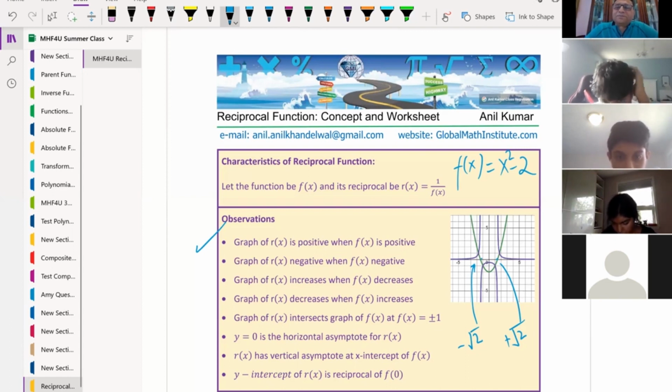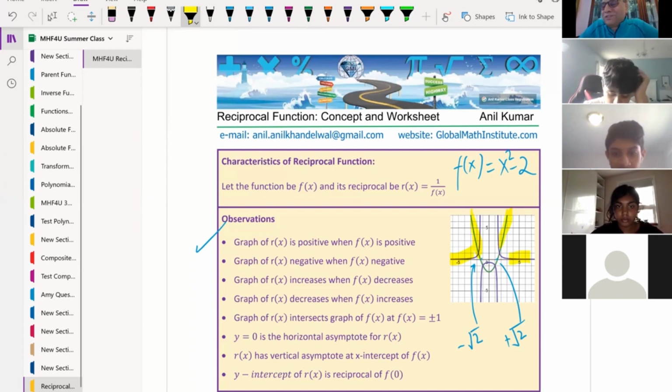Yes. Ask. Sir, when we say graph of R of x increases when f of x decreases, can you show where the increasing and decreasing is? What is happening to the graph of the function in this portion, Akshat? It's decreasing, sir, the green one. And what is happening to the reciprocal? It's increasing. Yes, from 0 to some other positive value, right? In this portion, it is increasing. And in this portion, the reciprocal is actually decreasing, going to 0, positive, right?